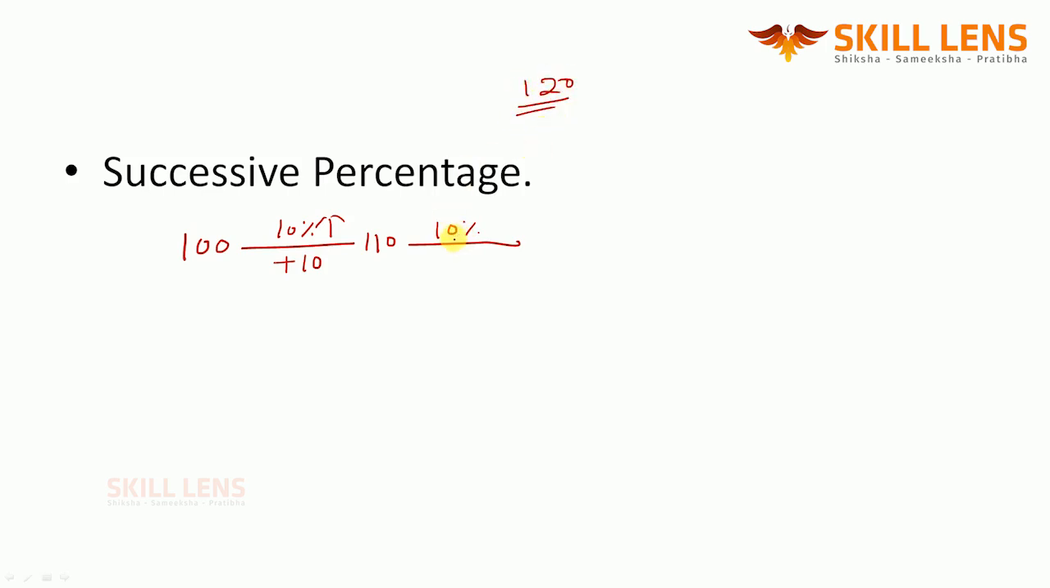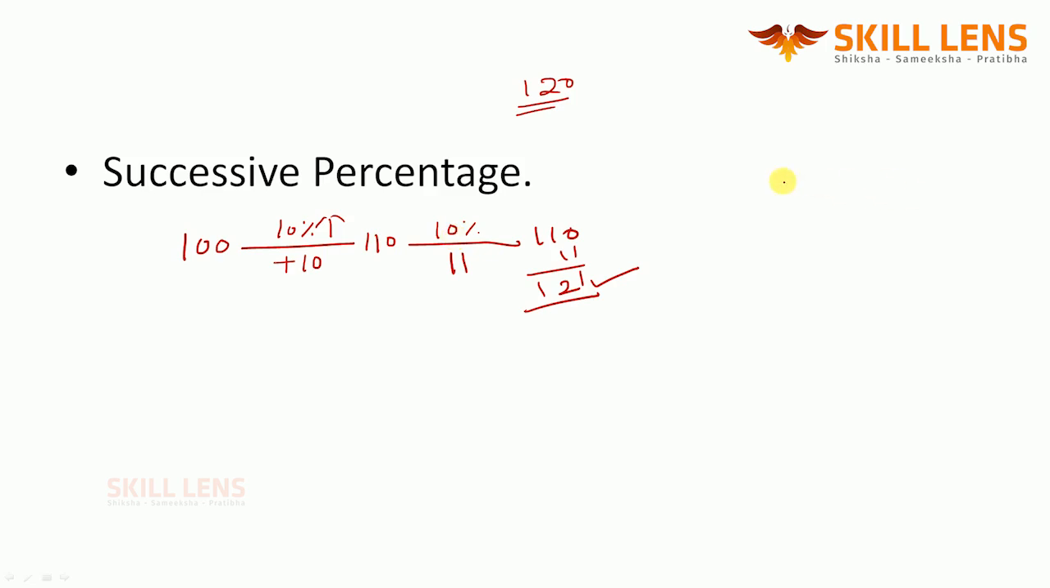Now you have to calculate your 10% on which value? 110. On 110, what is 10%, guys? 11. So 110 plus 11 will give you 121. Yes, you can see 1 rupee extra. Why 1 rupee extra? Because on 110 you are calculating 10%. But we don't always have time to calculate individually.